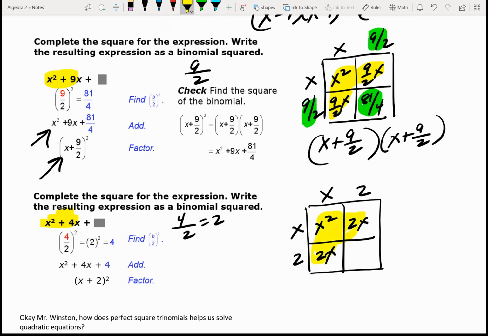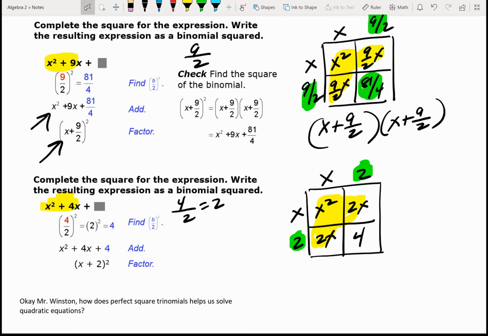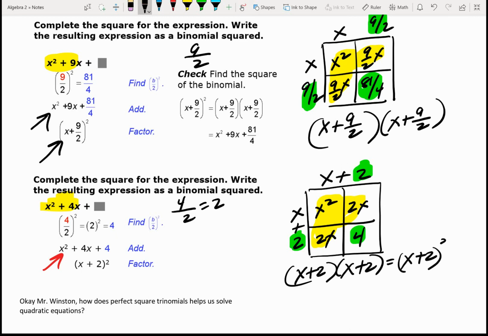That's what I started with. But then what did I add? Well, I added 4. And you see, I have x squared plus 4x plus 4, as you see there. But that's just x plus 2 times x plus 2. The sides are x plus 2 times x plus 2, and that's just equal to x plus 2 squared. Perfect square trinomial.